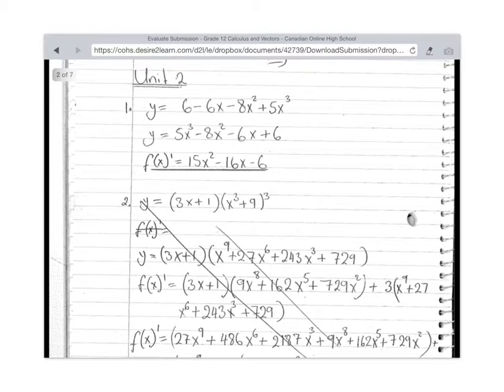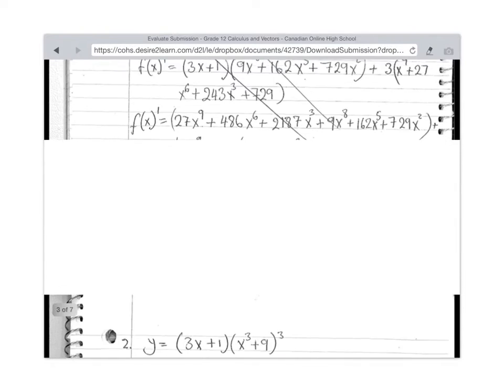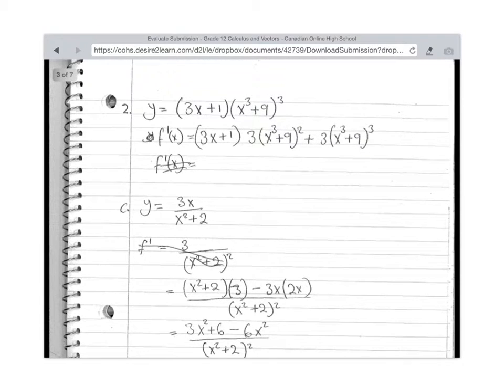For Unit 2, the first derivative that you took here is correct. Now let's just have a look at question 2 for a minute. Here's question 2, and for question 2 you need to use the product rule. You also need to use the chain rule because this bracket here, this binomial, has its own derivative. X cubed has a derivative of 3x squared.